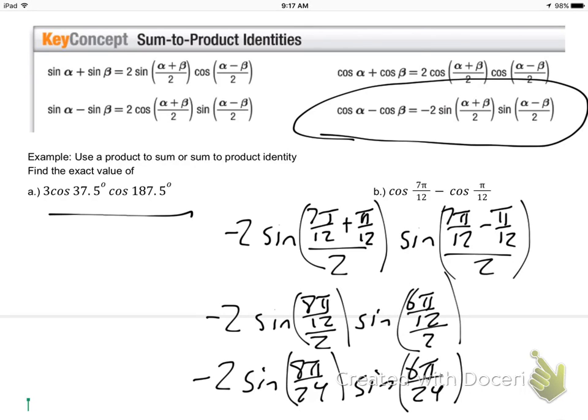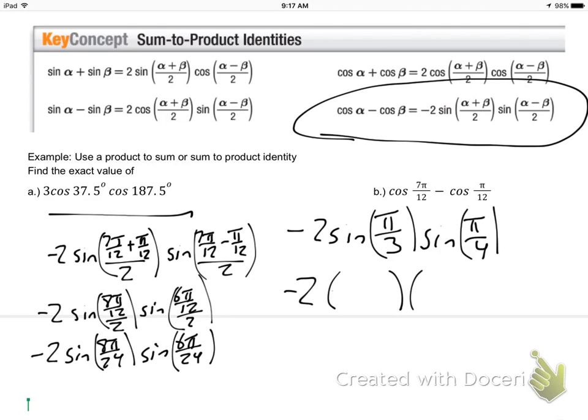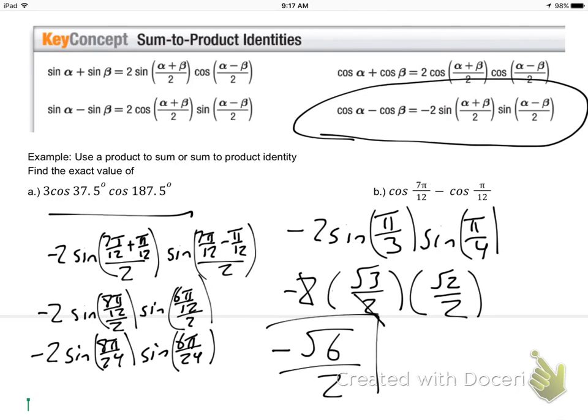I don't have pi over 24s, so what I'm going to do is, hey, wait a minute, I can reduce those. So that's a negative 2 sine of pi over 3, I know that one, and sine of pi over 4. I know those two. So it's negative 2 times square root of 3 over 2, square root of 2 over 2. Start to simplify. A 2 and a 2 cancel. So it's a negative square root of 6 over 2, and you have your answer. So this one's all about just using the identities.